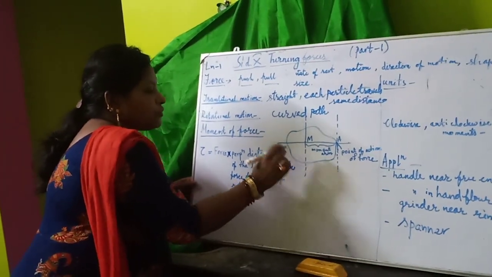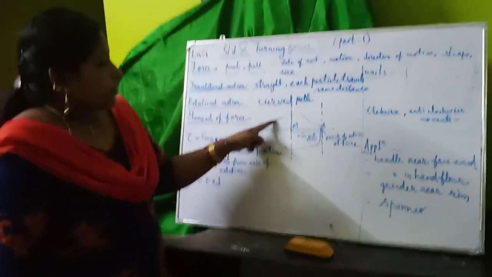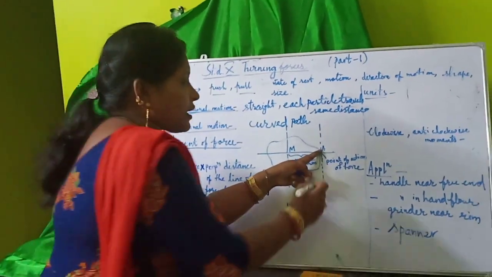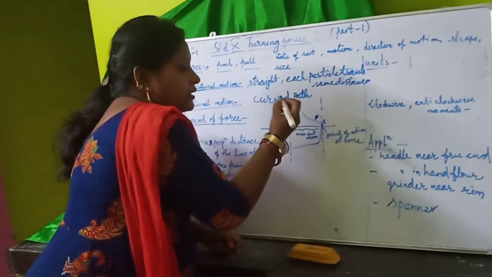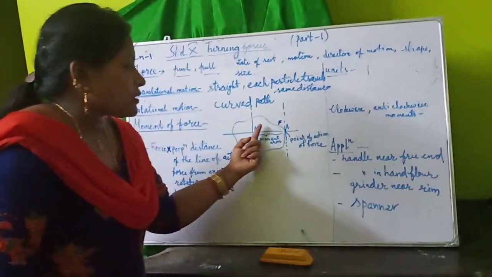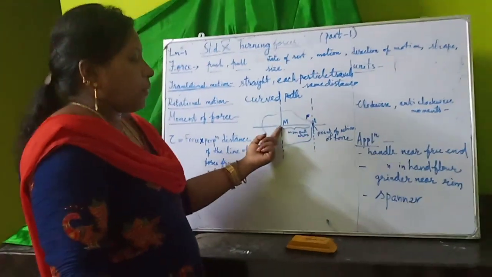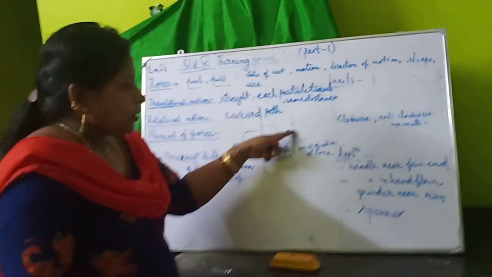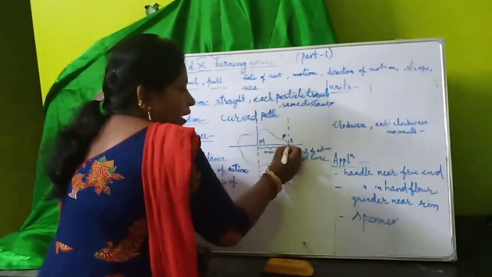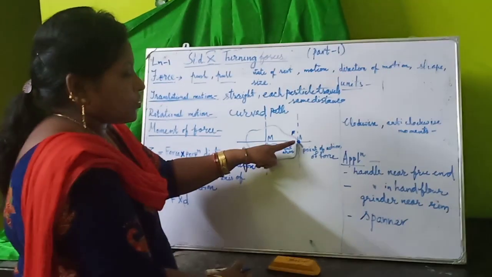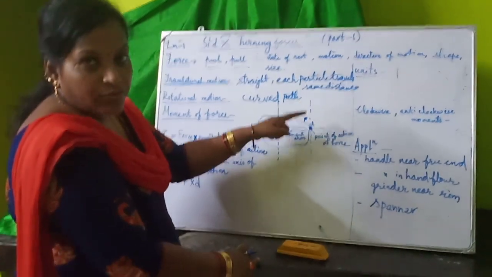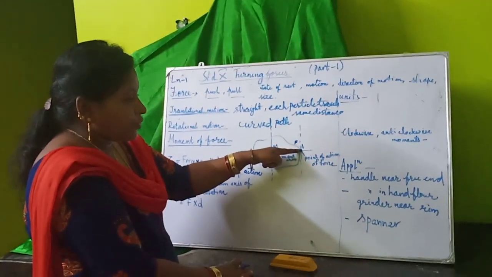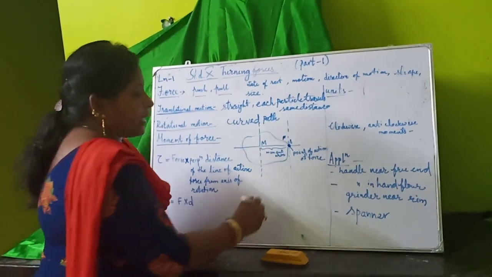So what are these terms we should know? Suppose one body is here, it is fixed at M. When some force F is applied at this point, the body is able to rotate about the fixed point. The point at which the force is applied is known as point of application of force, and the line perpendicular to the point of application of force is known as line of action.